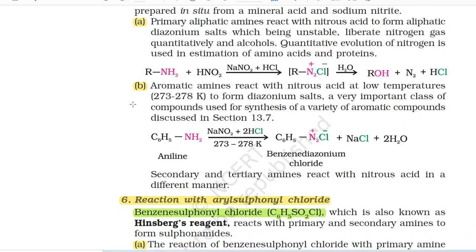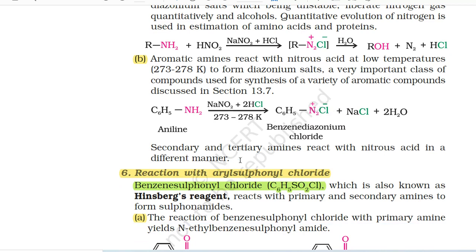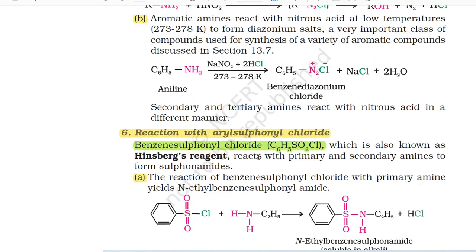B. Aromatic amines react with nitrous acid at low temperatures, 273 to 278 Kelvin, to form diazonium salts, a very important class of compounds used for the synthesis of a variety of aromatic compounds discussed in section 13.7. C6H5NH2, this is aniline, in presence of NaNO2 plus 2HCl at 273 to 278 Kelvin temperature, will form C6H5N2+ Cl-, this is benzene diazonium chloride, plus NaCl plus 2H2O. Secondary and tertiary amines react with nitrous acid in a different manner.